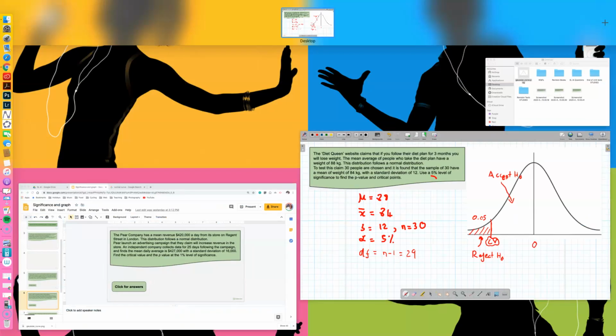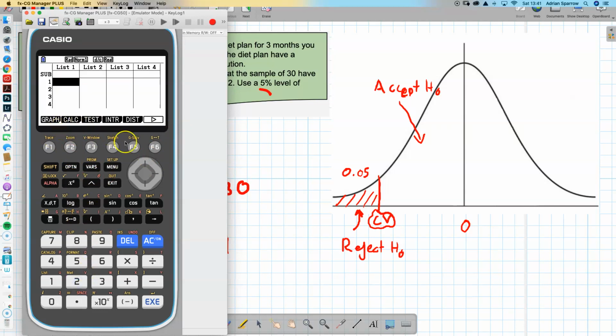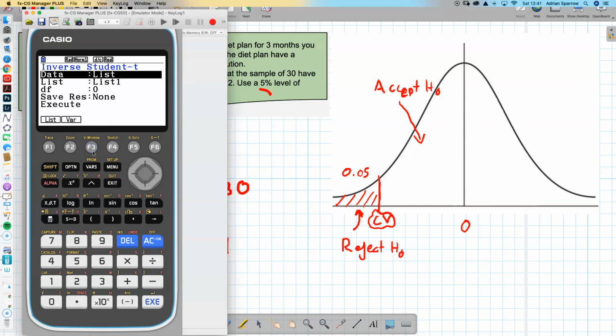So if we can come across and pick up a calculator, we'll go into the statistics mode. That's number 2. For this one, we're going to go distribution T. And similar to the normal distribution, we're going to use the inverse T. We're going to go to variable, so that's inverse T variable. We're going to come down here to the area, and we're going to say that area is 0.05. It's on the negative side, so we're going to have to make a negative answer. Degrees of freedom is 29, and we're just going to execute that.